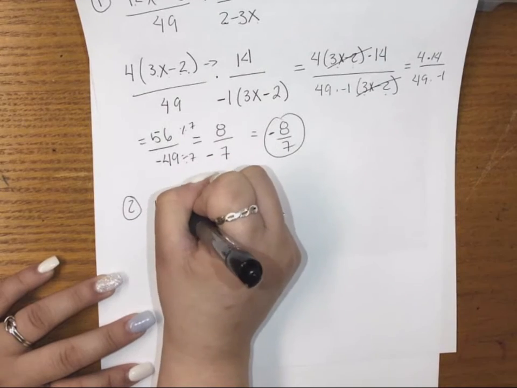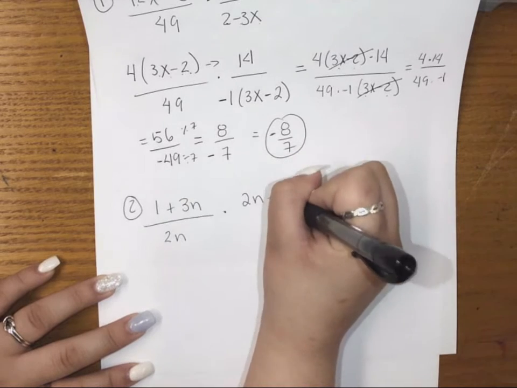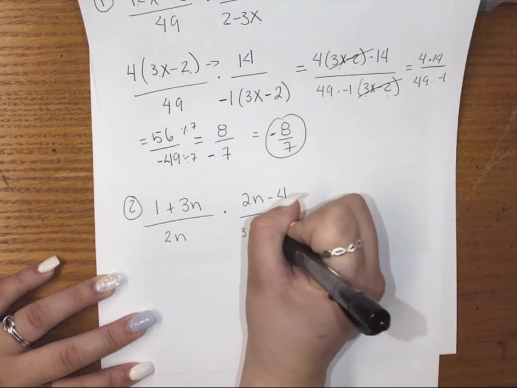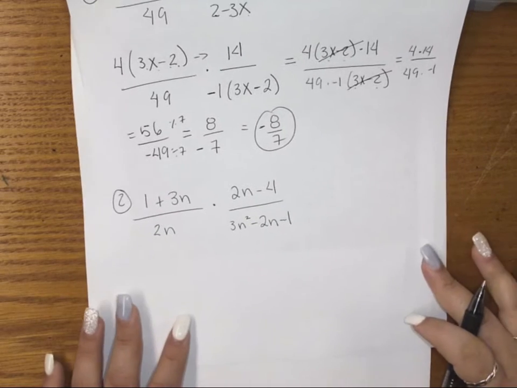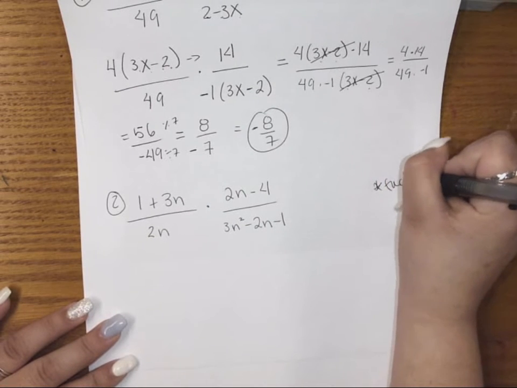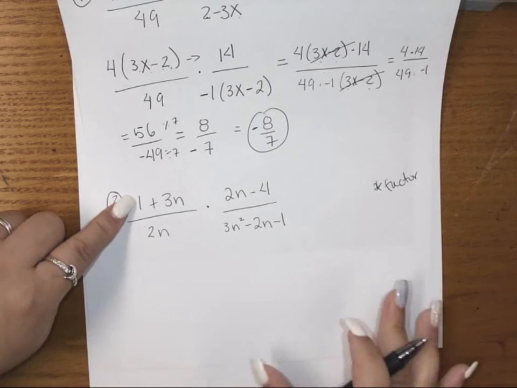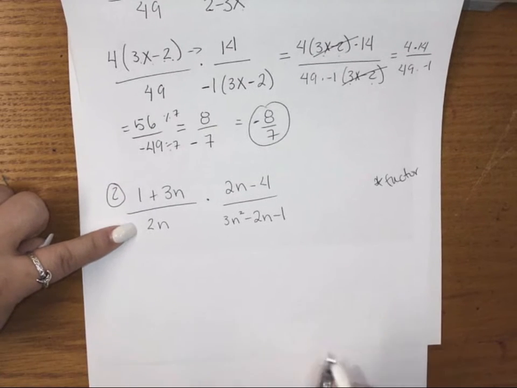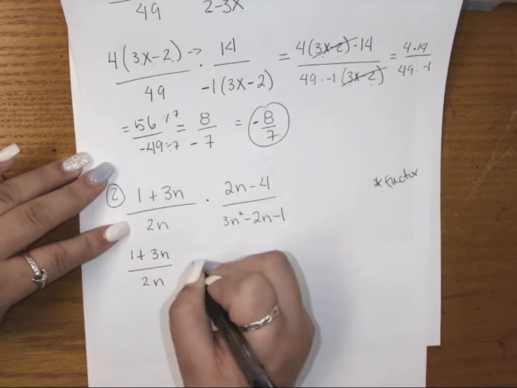If I have 1 plus 3n over 2n times 2n minus 4 over 3n squared minus 2n minus 1, and we're trying to multiply these rational expressions together. So start by, remember, you have to completely factor, so we have to start by factoring. So when we factor the top here, we don't have to factor anymore. There's nothing in common. We can't factor the bottom anymore, so we simply write 1 plus 3n over 2n.